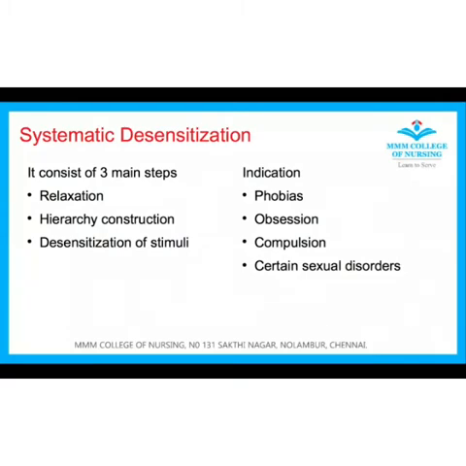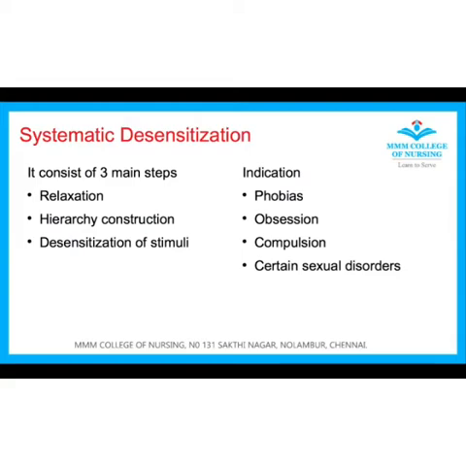First one is systematic desensitization. This technique was first developed by Joseph Wolpe and it's based on the principle of counter conditioning. In this technique, the patient is first made to attain a state of complete relaxation, and then the patient is exposed to the stimulus that produces anxiety response. And then this negative reaction of anxiety is reduced by the relaxed state, and the process is called reciprocal inhibition. It consists of three main steps: relaxation training, hierarchy construction, and desensitization of stimuli.